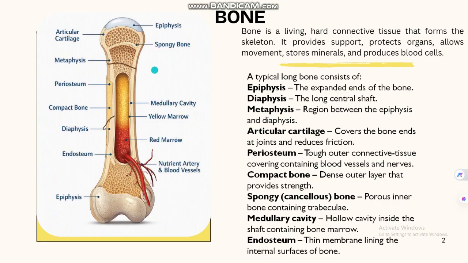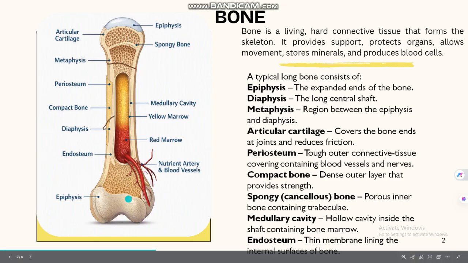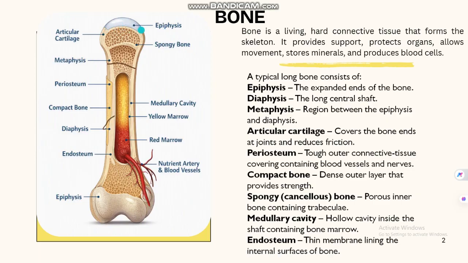To understand how a bone works, we must first know the anatomy of a long bone. A typical long bone has distinct regions. At the ends, we have expanded epiphysis present at both ends. This epiphysis is covered by an articular cartilage to reduce friction at the joints. The long central shaft is called diaphysis. The transition zone in between is called metaphysis.